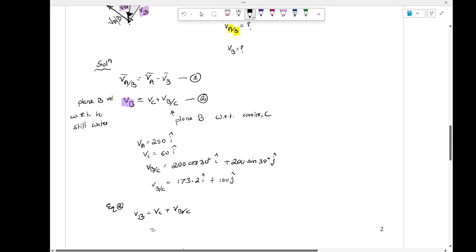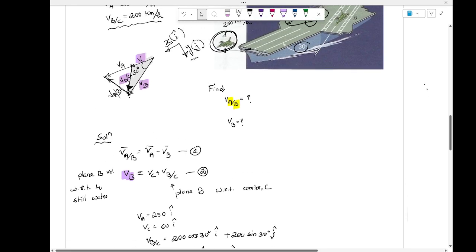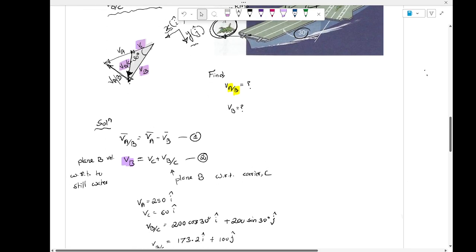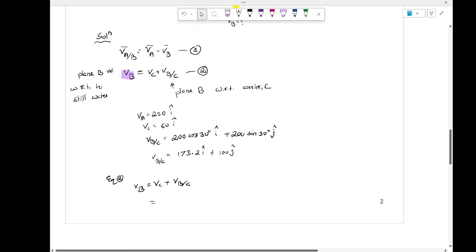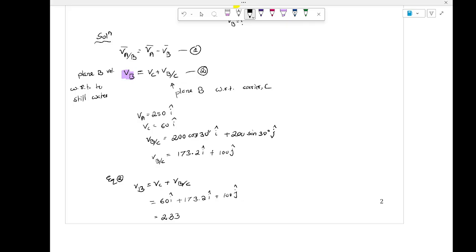How are we going to do that? Obviously, you just simply need to plug in all the values. You have this VC given as 60 i, and then you have this VBC, 173.2 i plus 100 j. Can I write this as simply adding the i components? You know that, right? Adding the i components, which would be 233.2 i plus 100 j. That's your VB.